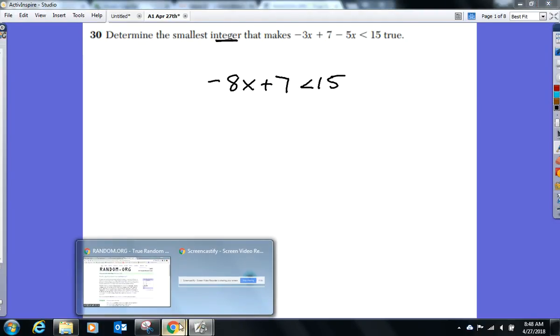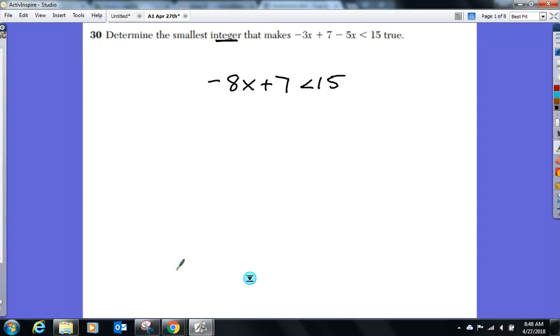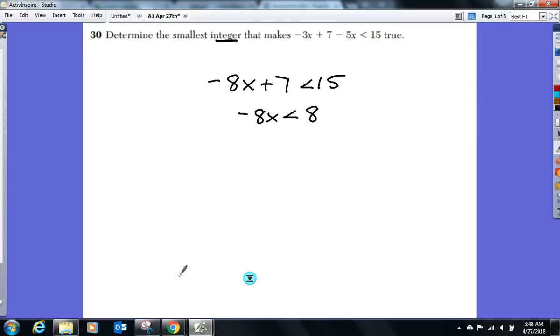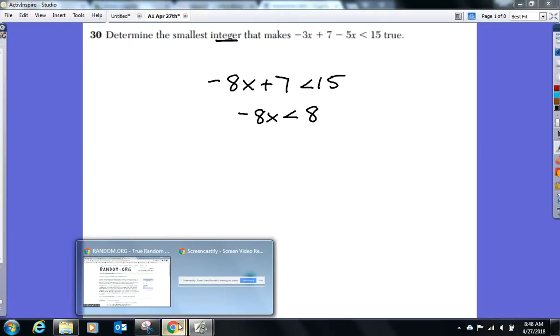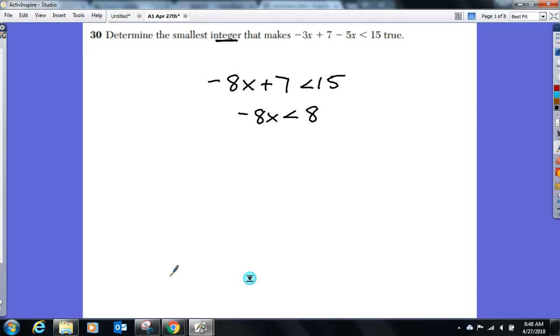All right, next up. Let's keep this train going. I want to hear from everyone here. 15. Subtract the 7 over. Go ahead, everybody. Negative 8x is less than 8. Got it? Next up, 17. Okay, divide by negative 8.